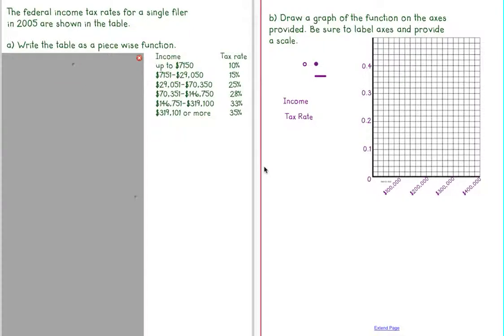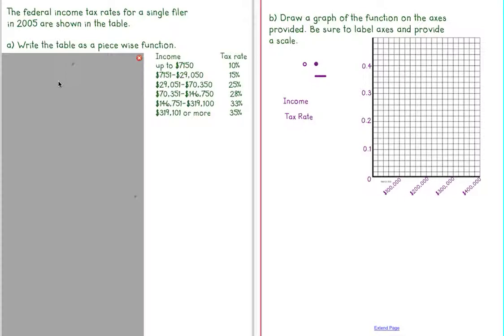Okay, and the last problem for today is this income tax problem, and this is kind of a typical piecewise problem to look at. So you can see how different levels of income, you're going to have different tax rates, and this is perfect timing for April. So we've got the tax rates for a single person in 2005.